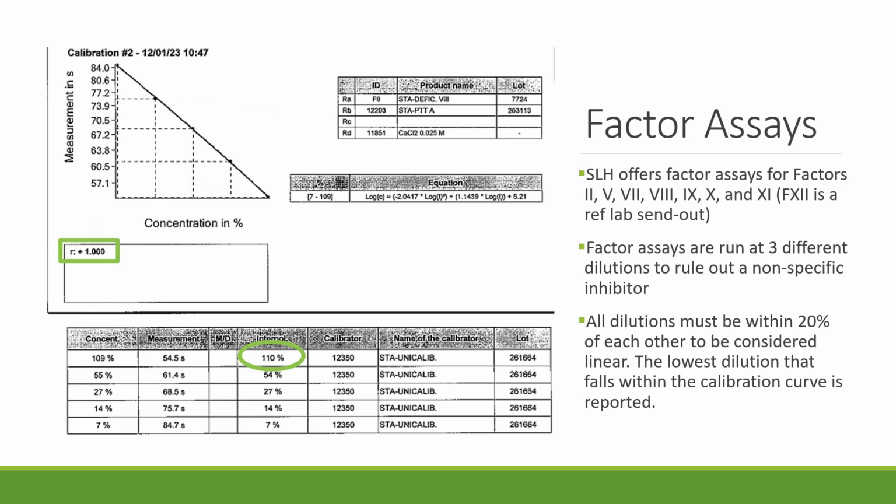When we have a normal calibration and we've got QC, quality control, that works, we are going to run those factor assays at 3 different dilutions. And all of those dilutions must be within 20% of each other to be considered linear, okay? The lowest dilution that falls within the calibration curve is the one that we report. So that's why it's important for us to know what range our calibration curve falls under.